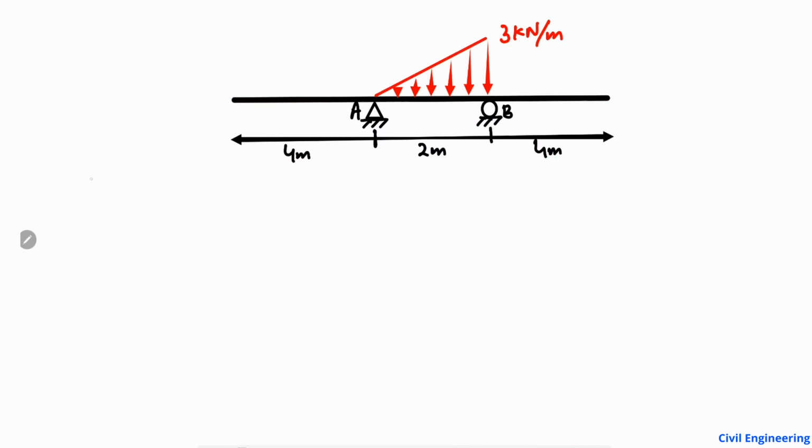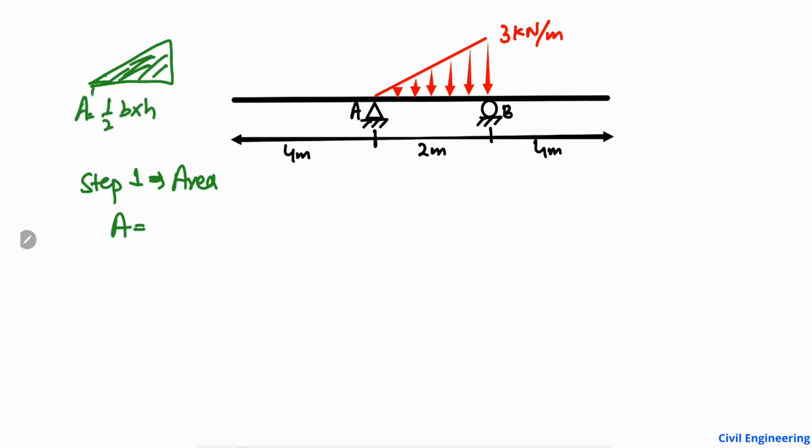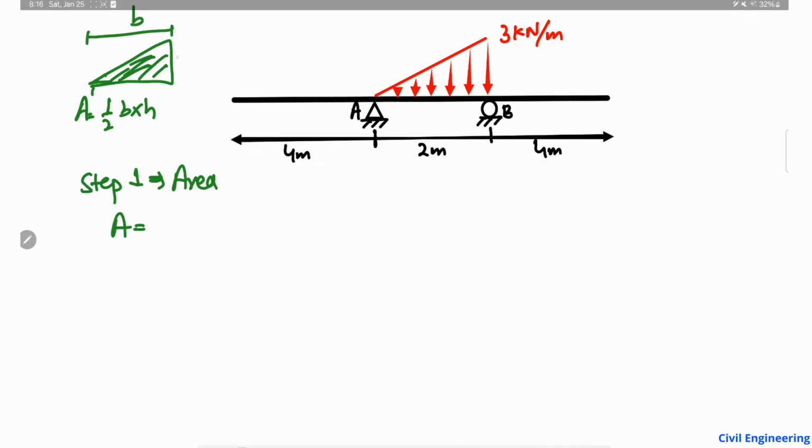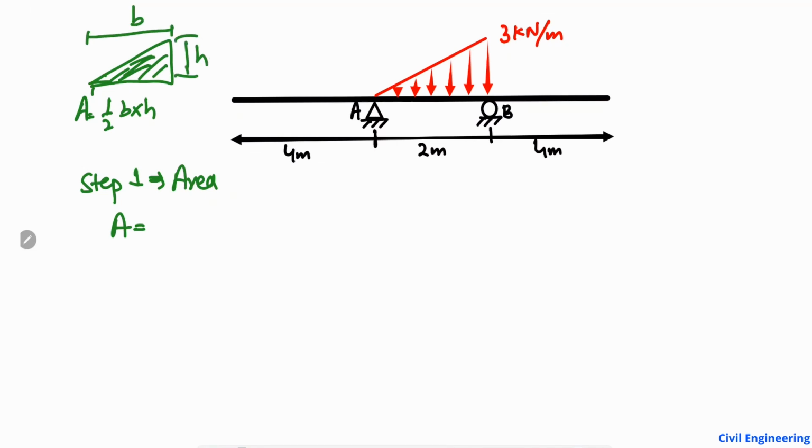Step number 1 is to find the area of the load. The area will be equal to the area of this triangular load. The area of a triangle is always half base into height. Now the base is this distance, and this is the height. So half base into height, and we know that the base for this triangle is 2 meter.